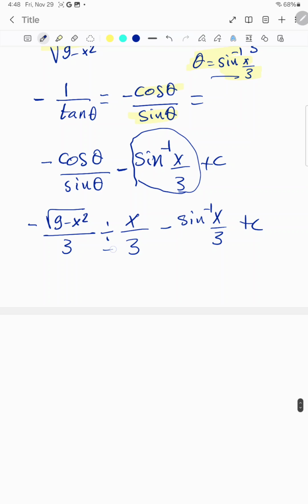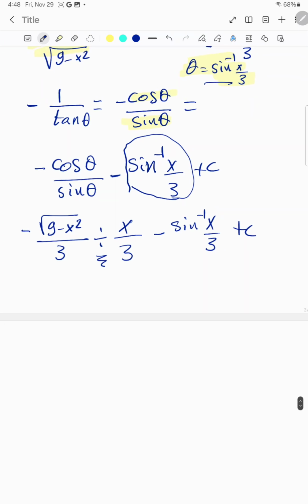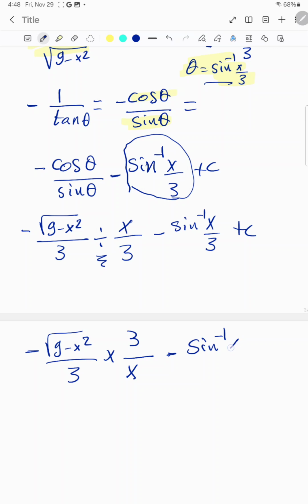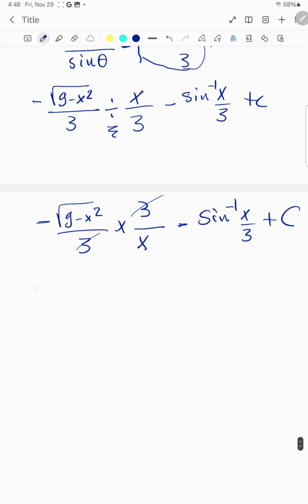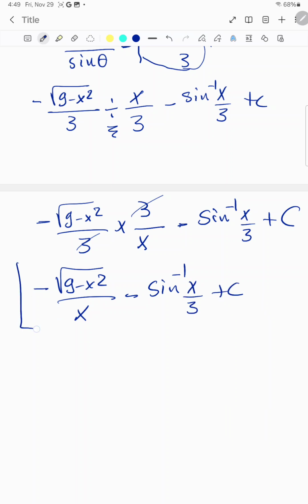Yeah? And here I know I can replace the division by multiplication, but I have to flip the second fraction. So my answer becomes minus the square root of 9 minus x squared divided by 3 times 3 divided by x, minus sine minus 1 or arc sine of x divided by 3 plus c. But I can simplify the 3 here and the 3 there. So it becomes minus the square root of 9 minus x squared divided by x, minus sine to the power of minus 1 of x divided by 3 plus c. And that would be my final answer.